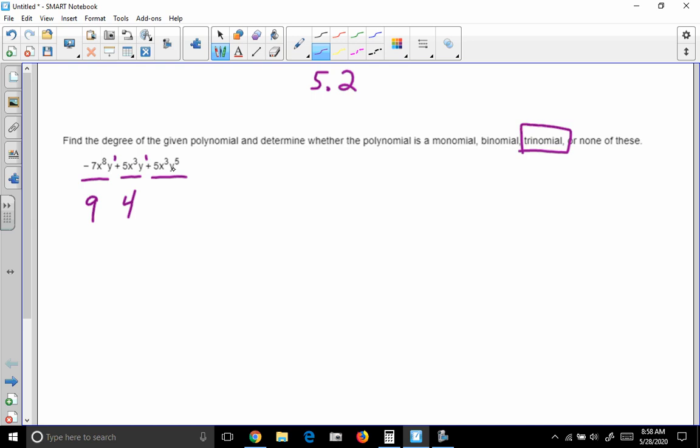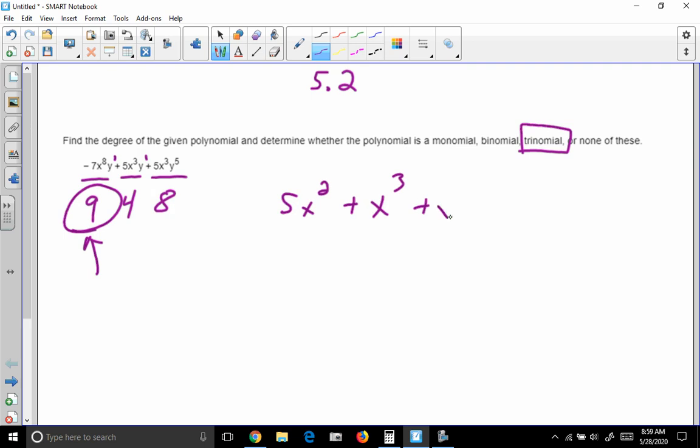Here we have x to the 3rd, y to the 5th, 3 plus 5 is 8, so the degree of that term is 8. So the degree of the polynomial is the degree of the largest term. So the largest degree that we have out of any of the terms is 9, so this is a 9th degree polynomial.